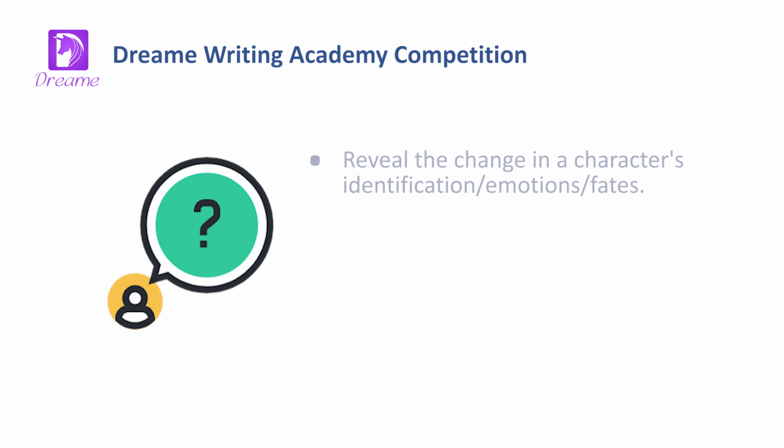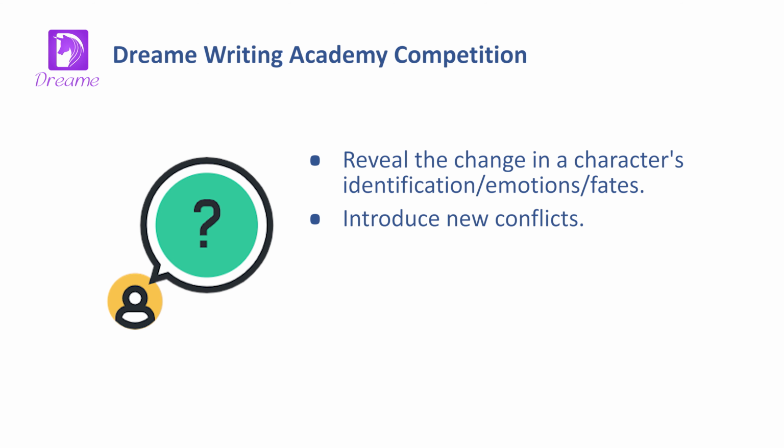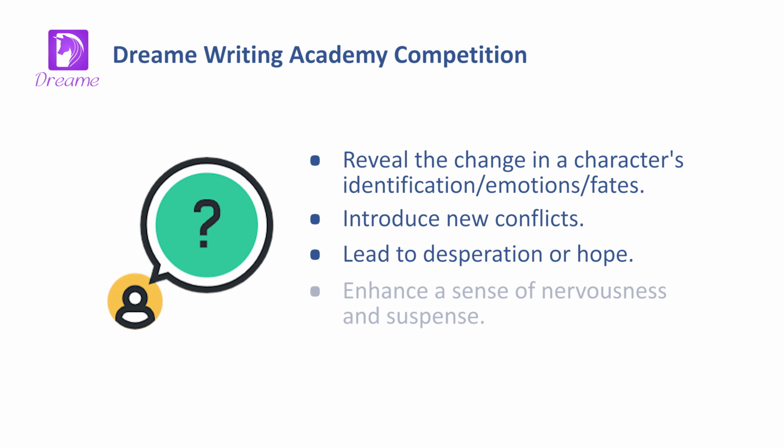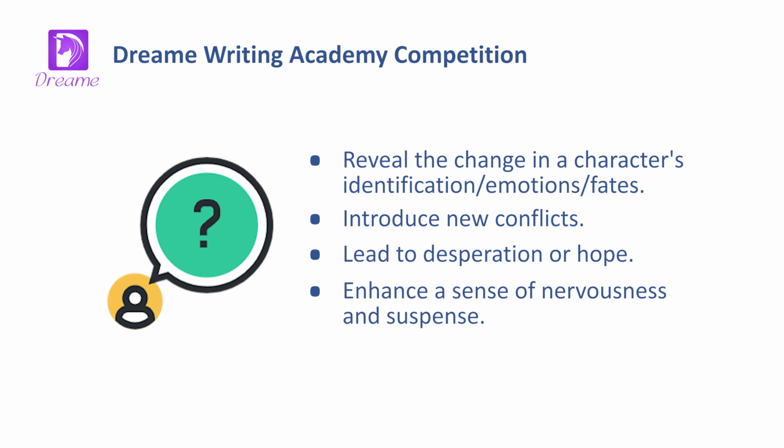So before you start writing a synopsis, I want you to think about the main events in your novel, such as important turning events and twists. As main events, they must alter the emotions or fates of characters and advance the story's development. The main plot must reveal the change in a character's identification or emotions or fates. Also, introduce new conflicts, lead to desperation or hope, and enhance a sense of nervousness and suspense. Okay, so now we know the features of main plots, and our next step is how to determine them.